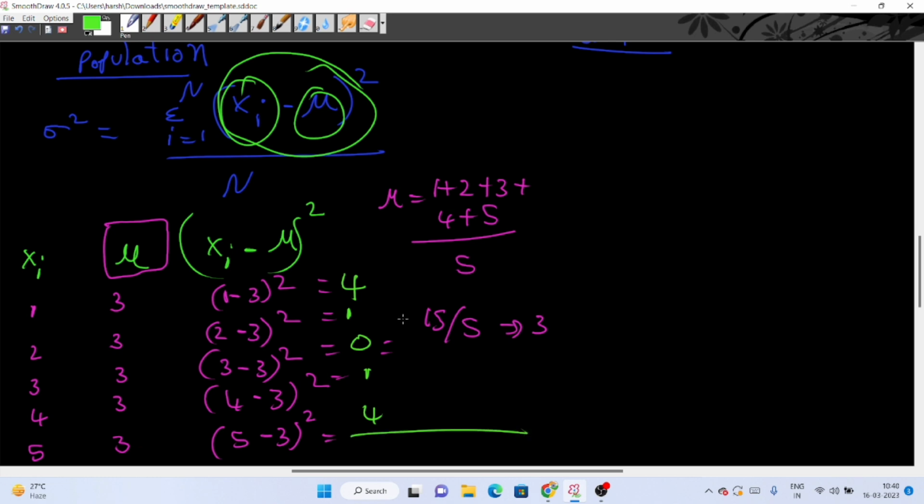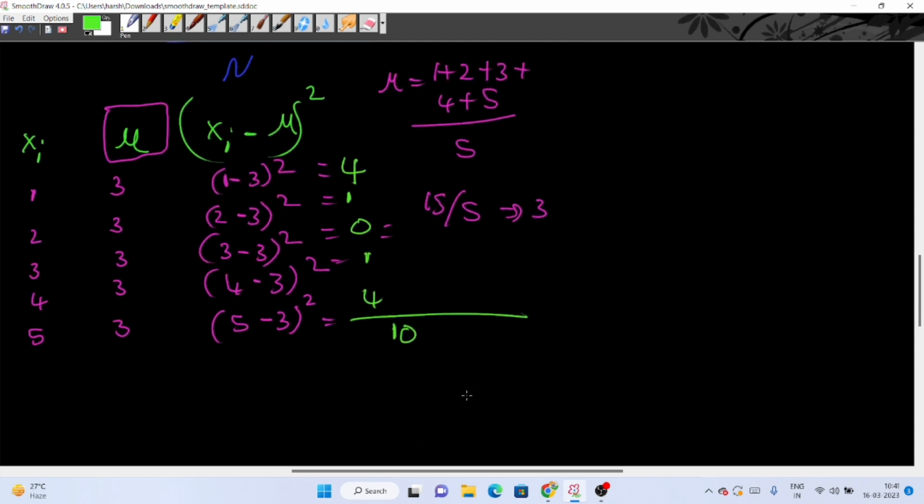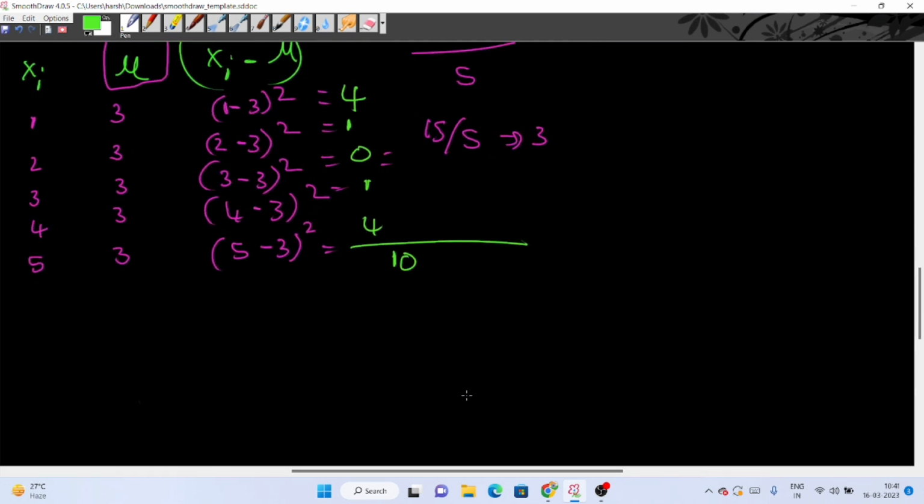So these are all the values of xi minus mu whole square. But in the formula, we have to do the summation from point 1 to point n. That means we have to add all these values. So 4 plus 1 is 5, and here also 4 plus 1 is 5. So totally 5 plus 5 is equal to 10. So after doing the summation, we got the answer as 10.